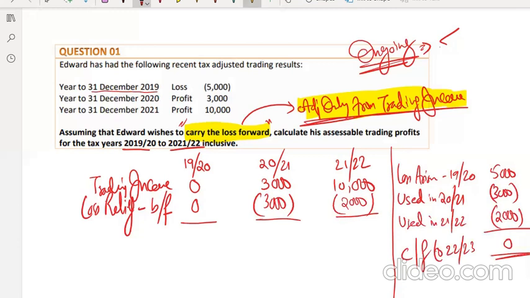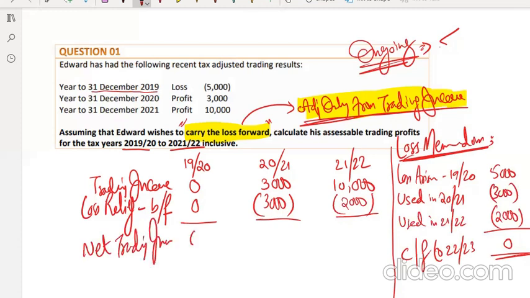And this working which I did here is known as the loss memorandum. If the question comes in CRQ section C, you have to show this loss memorandum. There will be marks. And the answer here will be known as net trading income. Here will be zero, here will also be zero, and here will be 8,000.